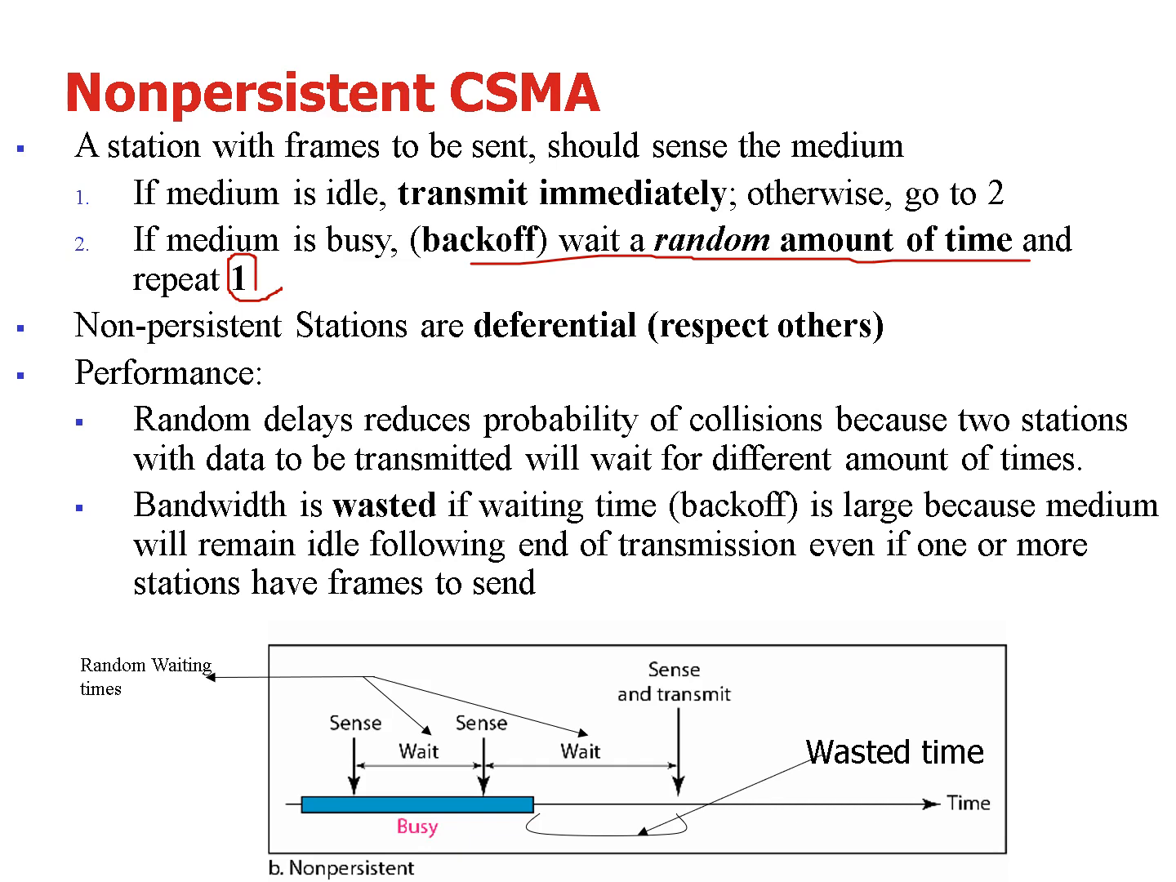The performance: random delays will reduce the probability of collision. So the waiting delay will be random. Here the waiting delay is this much period, and here the waiting is more than the previous one. The bandwidth is wasted here. That is one drawback, because channel sensing is happening at a time duration. This much area, even though the channel was free, was not able to be utilized. So bandwidth utilization is poorer in non-persistent than the previous one.